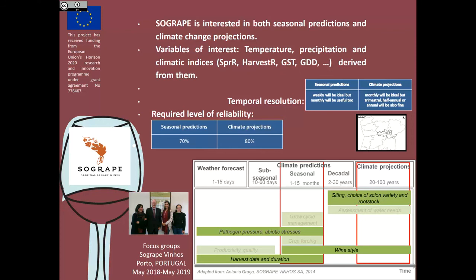And translating into variables of interest, we have here a very simple summary of the essential climate variables that could be useful for them, and even some bioclimatic indicators like spring precipitation, the precipitation during the harvest period, the growing season temperature, and so on.